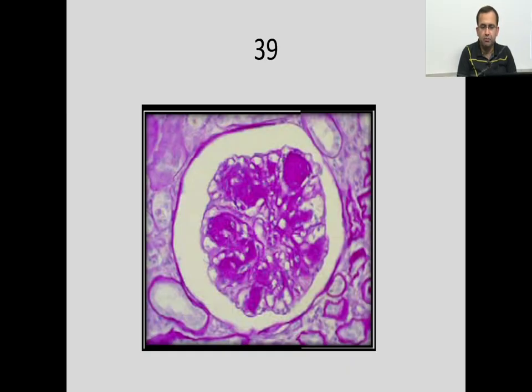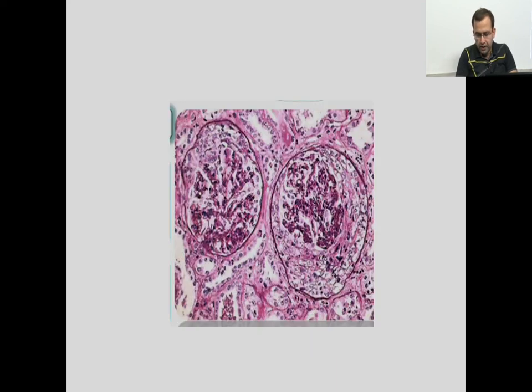Next, before we go further, let us have a look at what it looks like microscopically. We have already seen these are the KW, Kimmelstiel-Wilson mesangial nodules or lesions, making this diabetes.